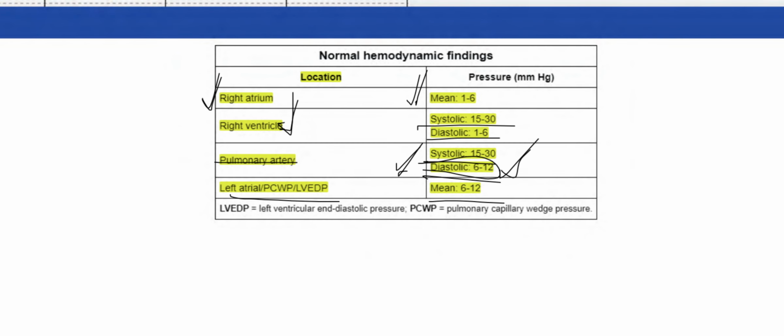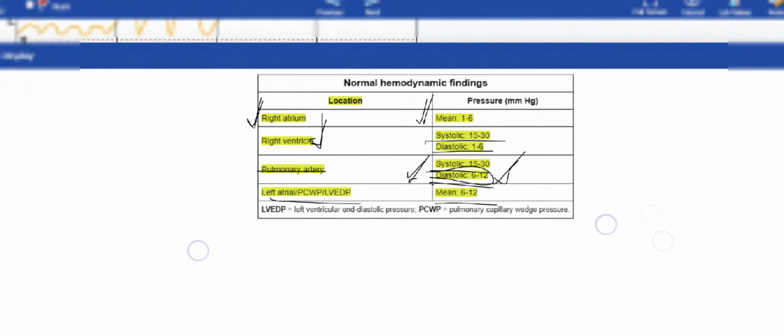So we talked about this. Right atrium mean is 1 to 6, right ventricle systolic is 15 to 30, which is taken as around 25. Diastolic is 1 to 6, but they have taken 2 mmHg. Pulmonary artery is 15 to 30 over 6 to 12, so the mean would be 10. Left atrial pressure, pulmonary capillary wedge pressure, and left ventricular end diastolic pressure, the mean is taken as 6 to 12 mmHg.